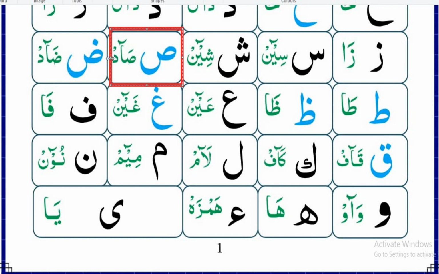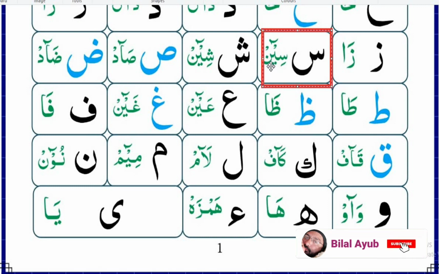And then again two more letters of the same shape. The first one again is without the dots. Without the dot, this one is called swad, and the other one with a dot on top is called dod. So the first one is swad, and this one with a dot on top is dod. One more time, all four of them.